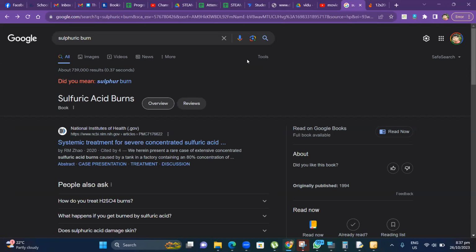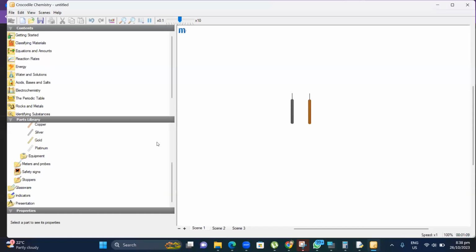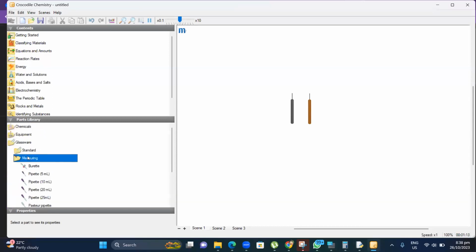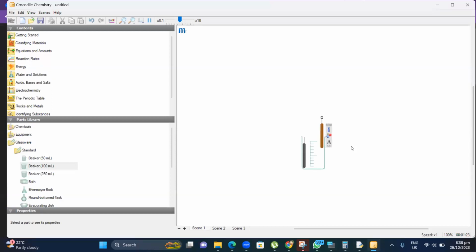Concentration is very low. It's dilute. It's basically picking a single name, Tanuka sulfuric. Okay, let's use glassware, and I'm going to use a standard beaker of 100 milliliter, and let's put these electrodes, zinc one side, the other side copper. Okay, and then I need sulfuric acid also.